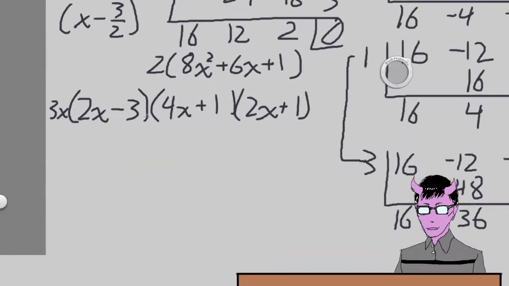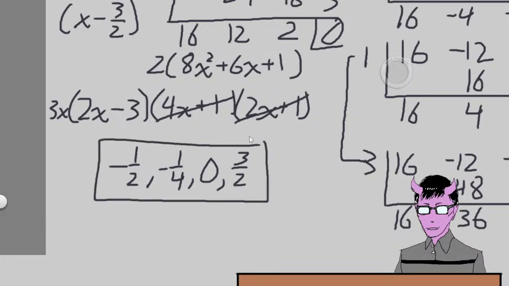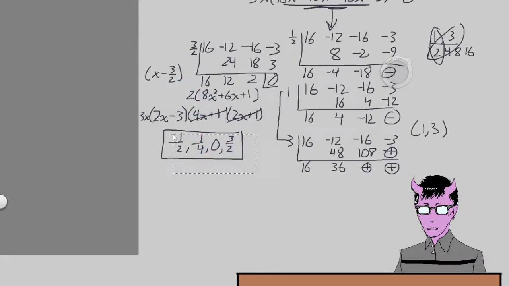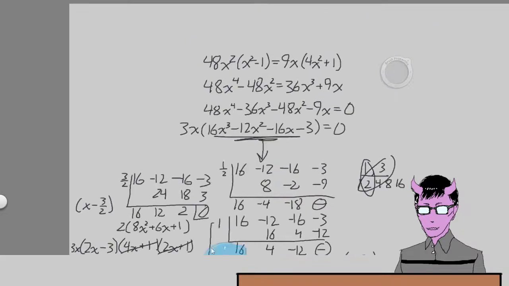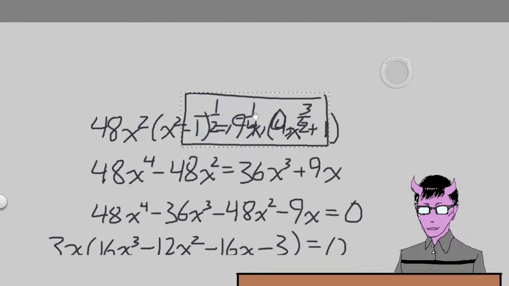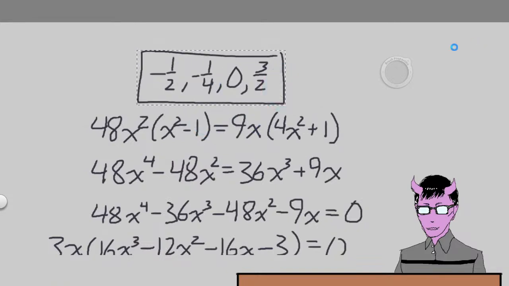We have multiple answers. So we have solution number 1, which is negative 1/2. Solution number 2, which is negative 1/4. Solution number 3, which is 0. And then we have solution number 4, which is 3 halves. So 4 solutions for our situation. For polynomials, the domain is all real numbers, so all the solutions are valid. So we're good to go.